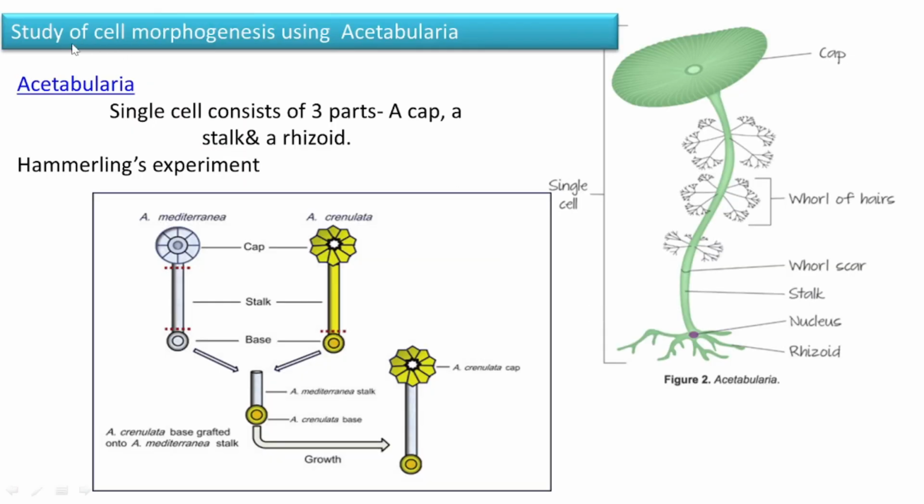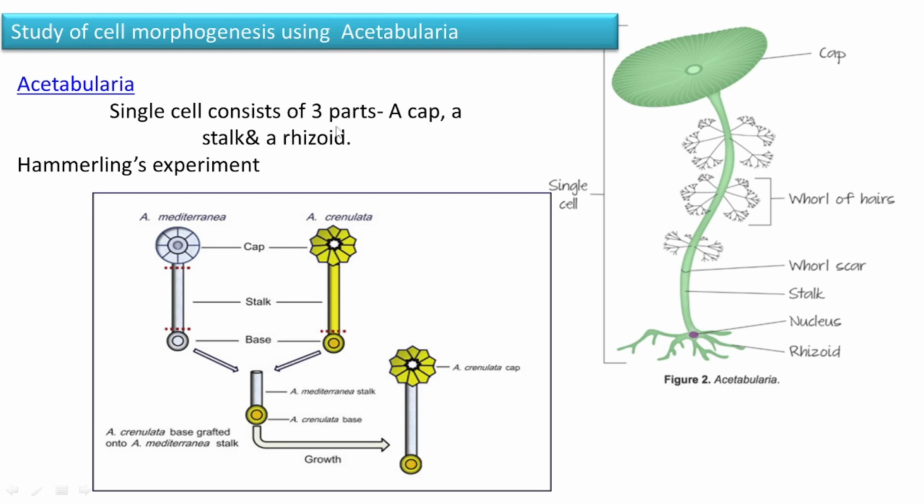Okay, and next we are going to see what are the specific experiments done by scientists to further substantiate that finding that nucleus itself carries the hereditary or developmental information. That is the study of cell morphogenesis using Acetabularia. Acetabularia is a unicellular green algae. Even if it appears to carry so many structures, it is a unicellular algae.